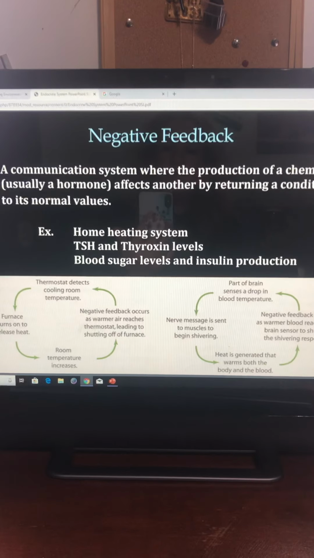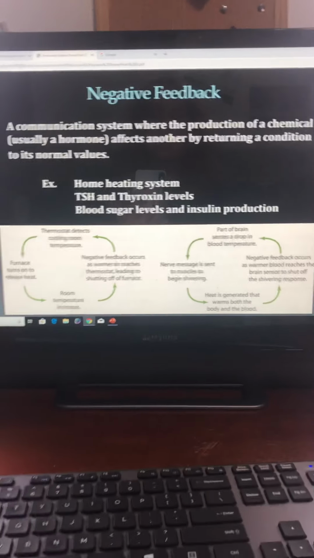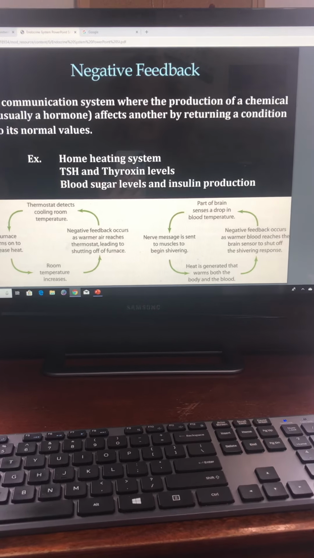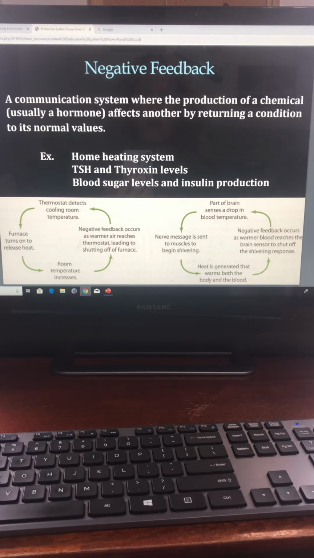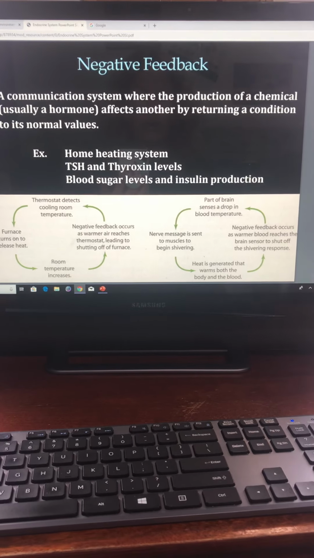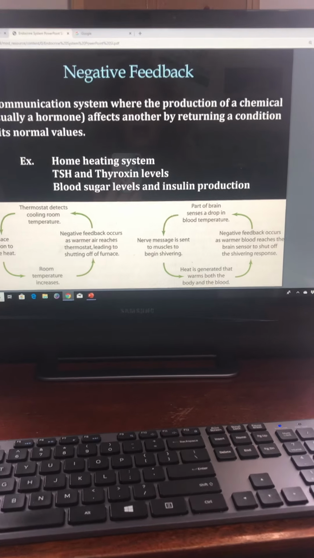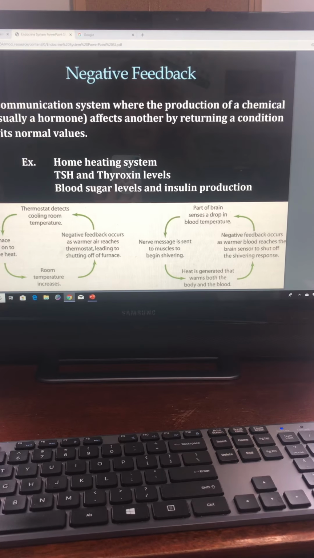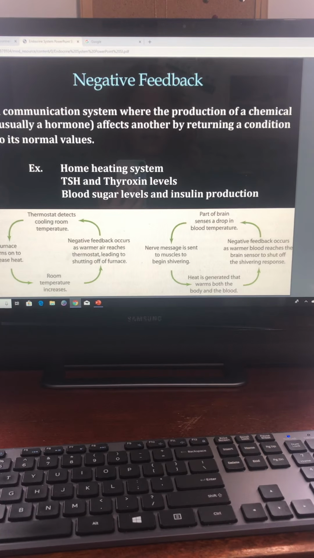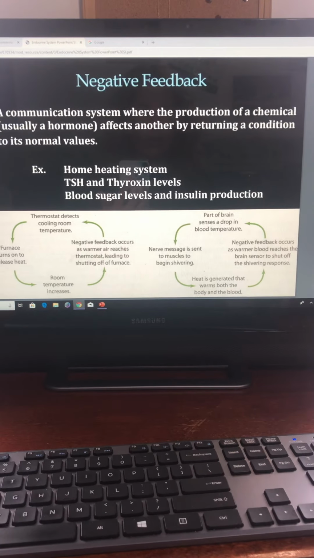When we look at negative feedback, this is where the insulin and glucagon is going to come into play. It is a communication where the production of a chemical, usually a hormone, affects another by returning a condition to its normal values. So a good example of this could just be your home heating situation. And then they talk about your thyroid levels, which are, again, extra information for us. And then the one that we sort of want to be familiar with is our blood sugar levels.